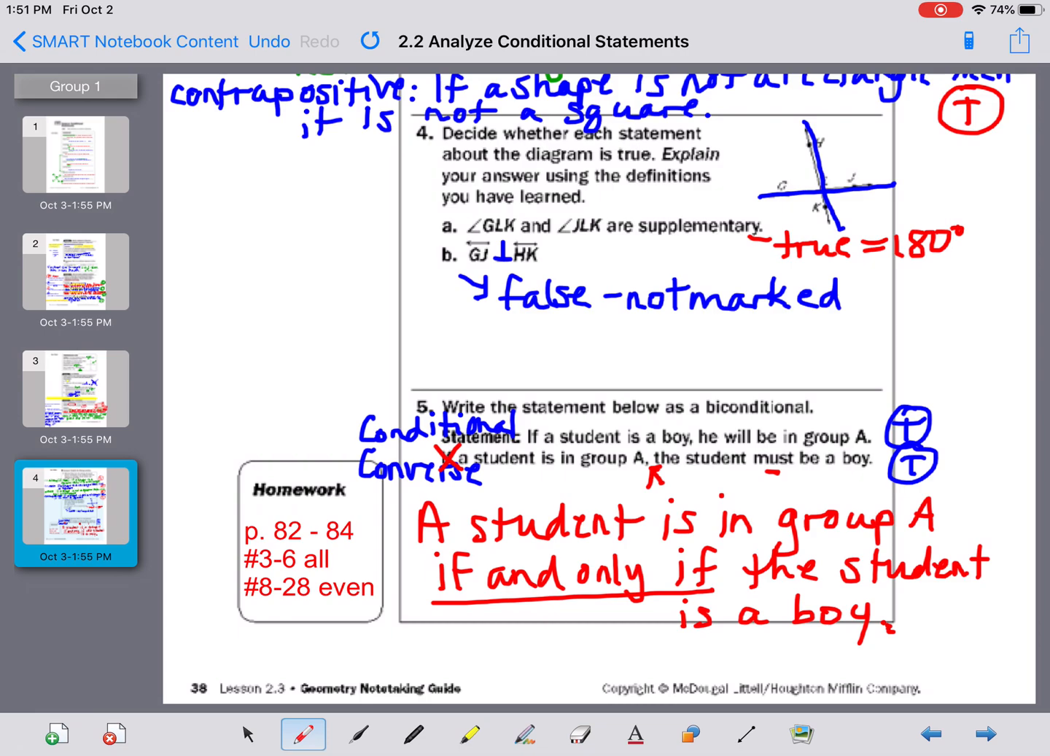Okay, page 82 to 84. I have written down here 3 through 6 all, 8 through 28 even. Let me double check that that's what I wanted to keep you on. I do. That's what I want you to do. So 3 through 6 all, 8 through 28 even. You're in your book, and I will tell you, number 8 and number 10 have 4 parts to them. Make sure you include those 4 parts if you want all your credit on that homework. If you have questions, let me know.